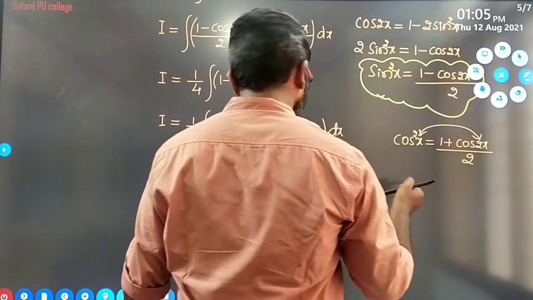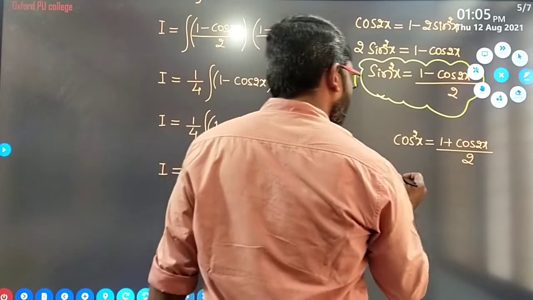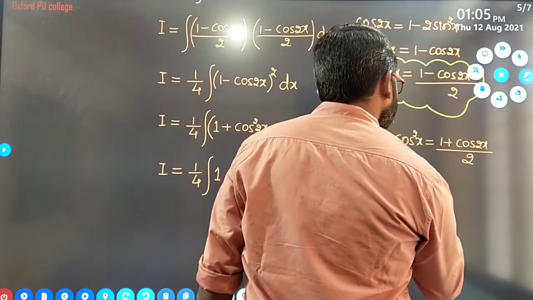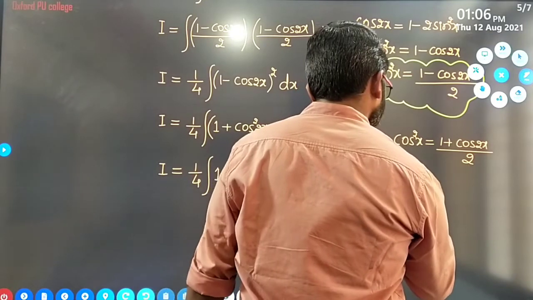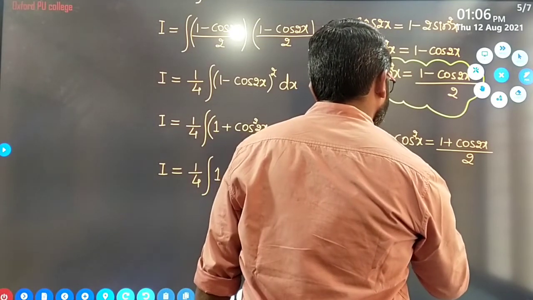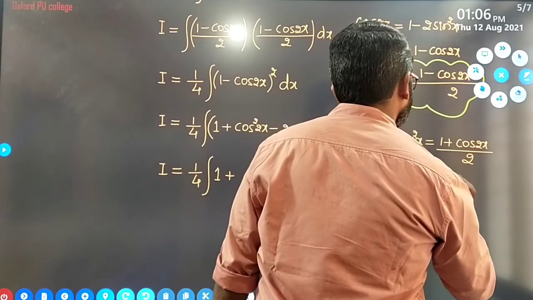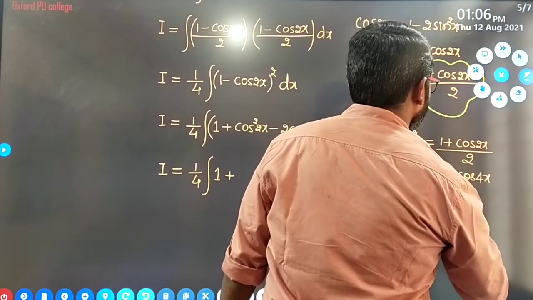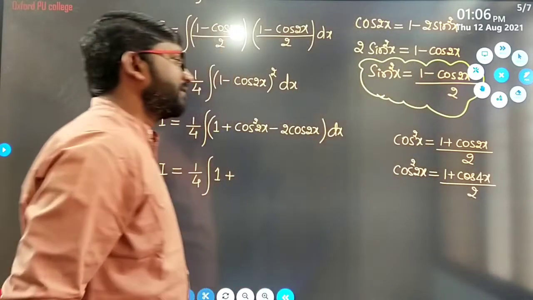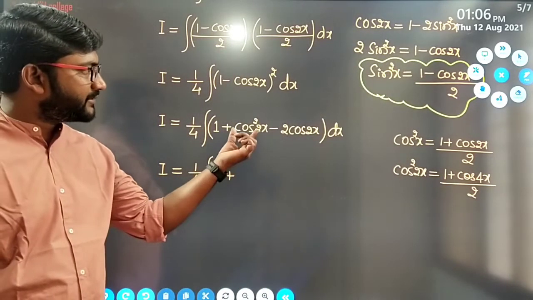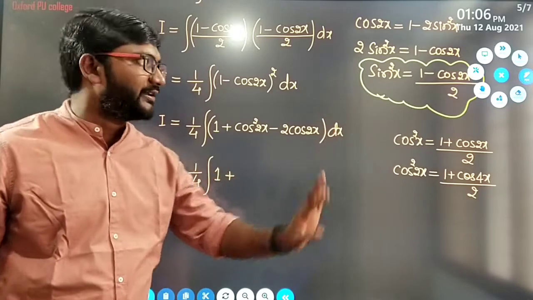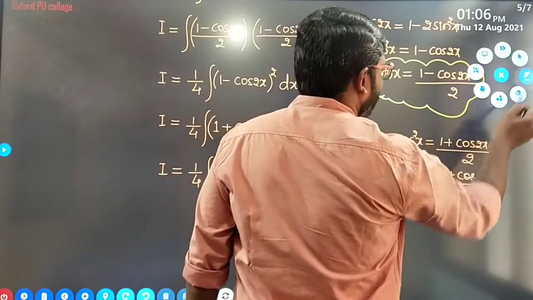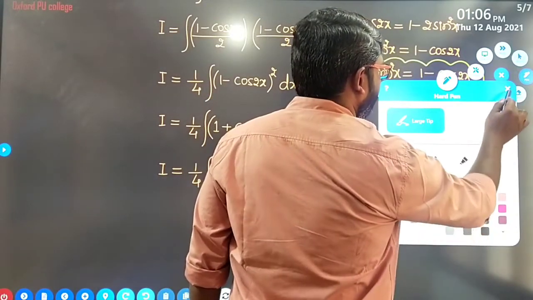So see here, cos square 2x is equal to 1 plus cos 4x by 2. That means we can replace cos square 2x by 1 plus cos 4x by 2. So this is again an important formula you will have to remember.